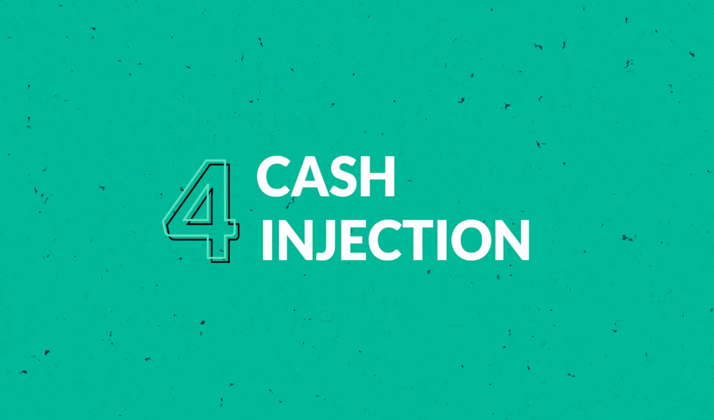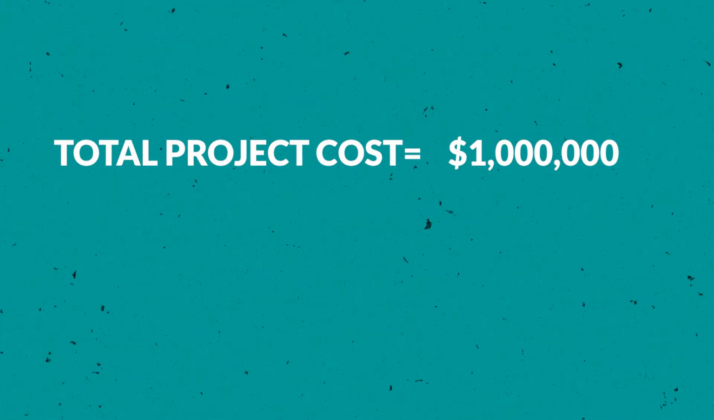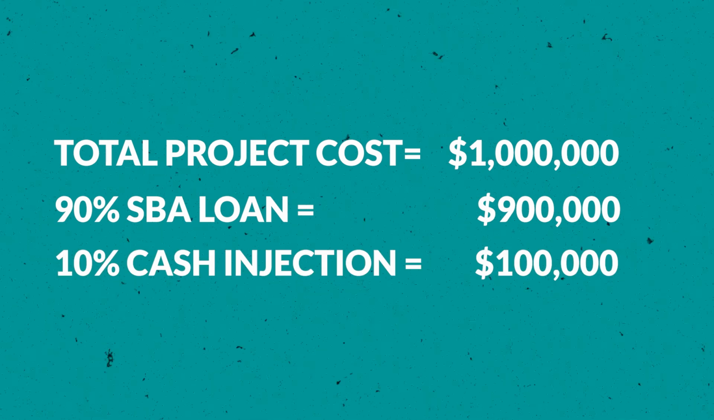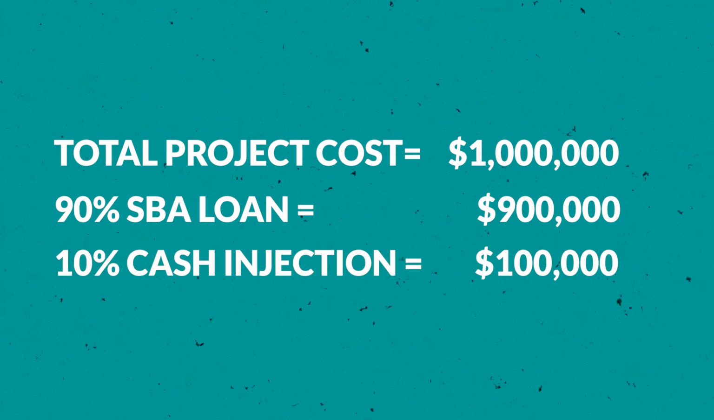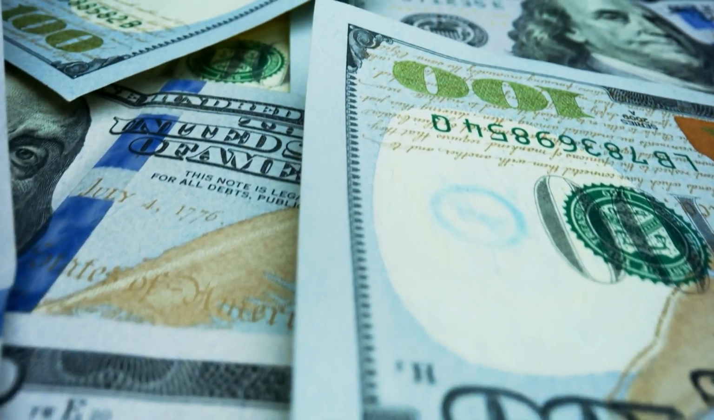A cash injection, also called an equity injection, refers to the amount of money you as a borrower need to bring to the table as part of your SBA deal, typically 10% of the total project cost. So let's say your total project cost is $1 million. You get an SBA loan for 90% or $900,000. You need to bring $100,000 or 10% to the table. That 10% can come in the form of cash directly from you as the borrower. It can come in the form of a seller note or a combination of seller note and cash.